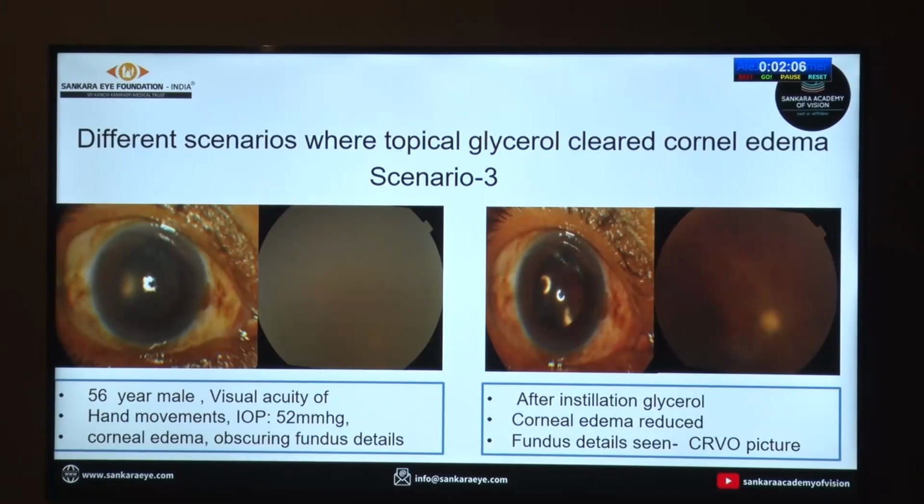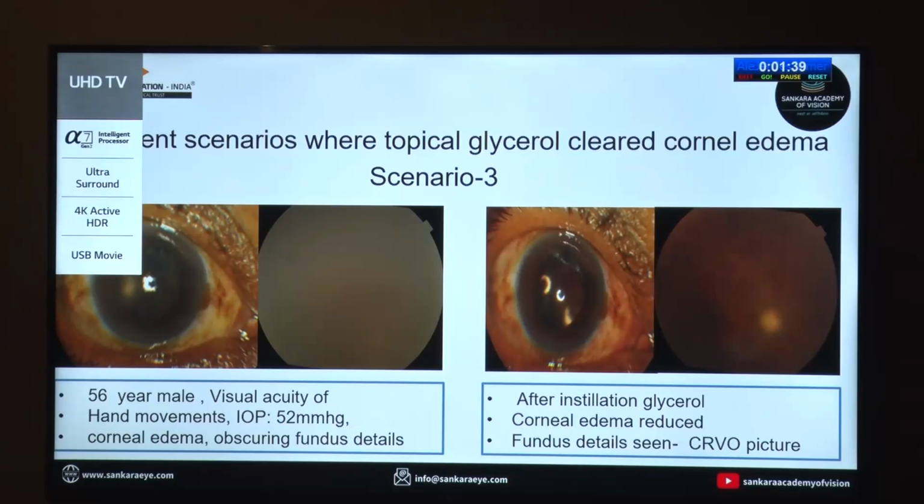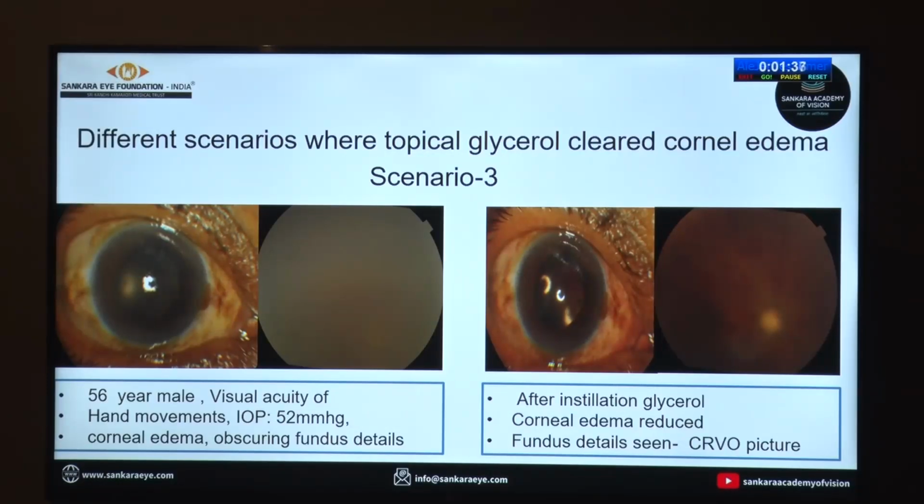In scenario 3, the patient presented with pain, redness, and corneal edema in the left eye. On fundus examination, nothing was seen except a mild haze of the disc. No details were seen. After instilling the glycerol eye drops, you can see on the right side the cornea became clear, and we can see the fundus as well, with a pale disc, sclerosed vessels, and a hemorrhage kind of picture. So we came to a diagnosis that the higher pressures are due to CRVO. By putting just topical glycerol eye drops, we can further manage within the OPD, not delaying the diagnosis and the treatment. That was scenario 3.